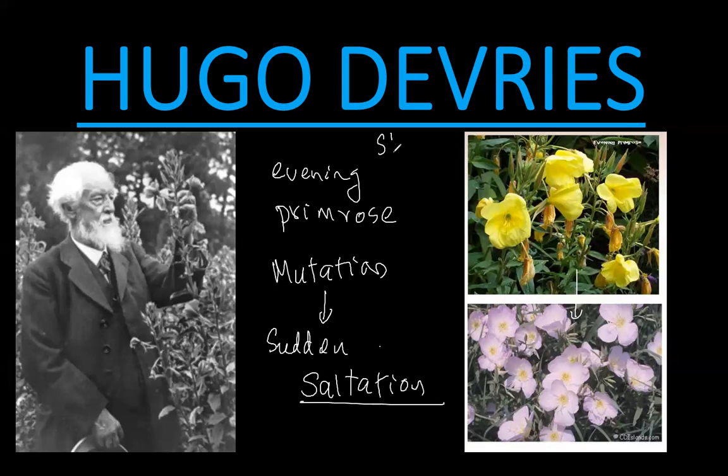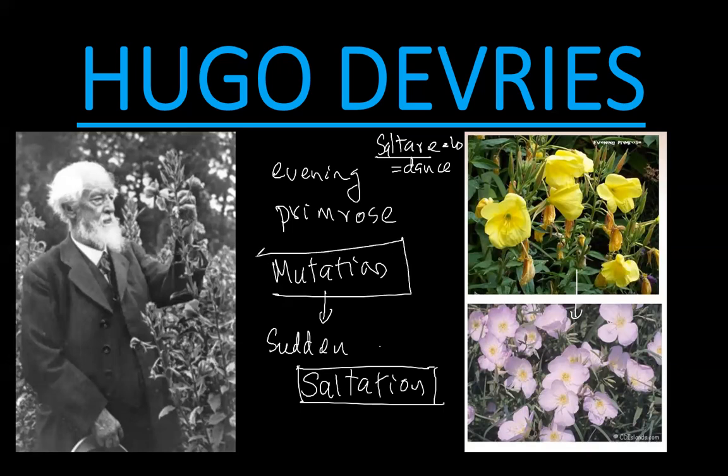Okay, what's the meaning of saltare? Saltare means to dance. Okay, that's the meaning of saltare. The word saltation came from this word. The sudden changes in the genes will cause a single large mutation, and this is what causes evolution. So De Vries slightly modified the idea of Darwin, and he called it saltation, which is based on mutation.